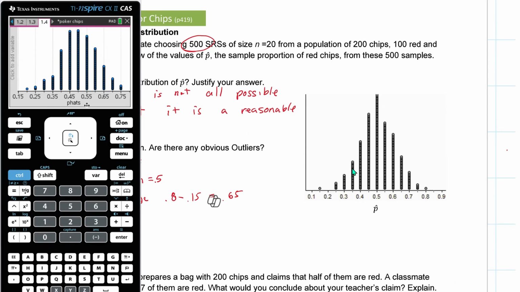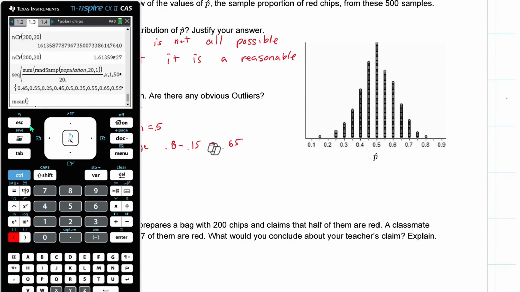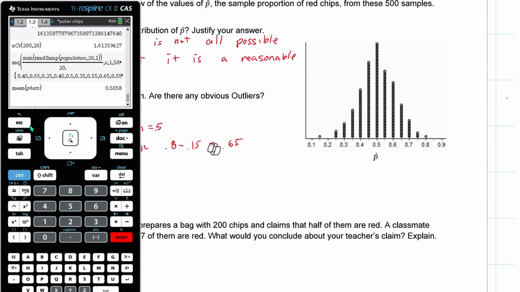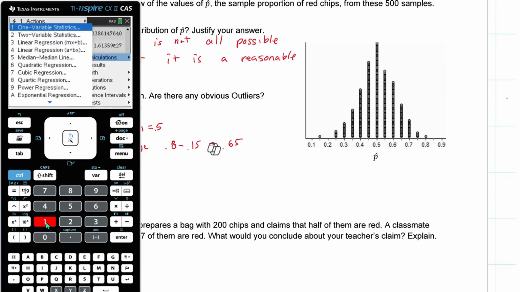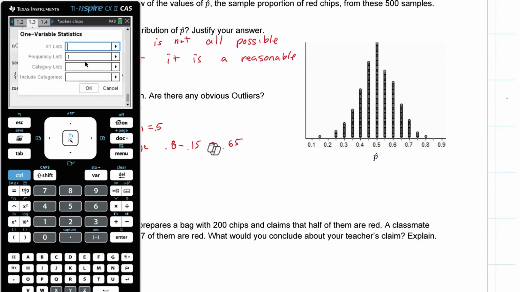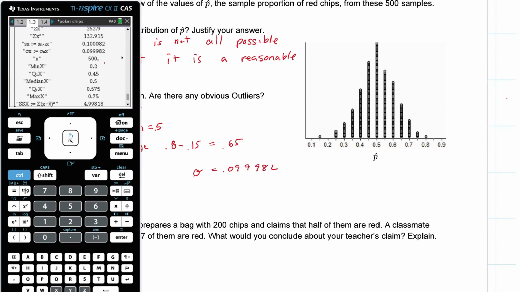It sure does. Okay. Could we calculate the mean of this? Sure, we could go back to a calculator page and I could ask, hey, what's the mean of those P hats? Oh, really close to 0.5. Not surprising. I can also run one-variable statistics, and I could say, please find out all this information for me from those P hats. Oh, and we get a standard deviation. That standard deviation is 0.09982. Okay, that's interesting. Maybe that's something we can explore later.